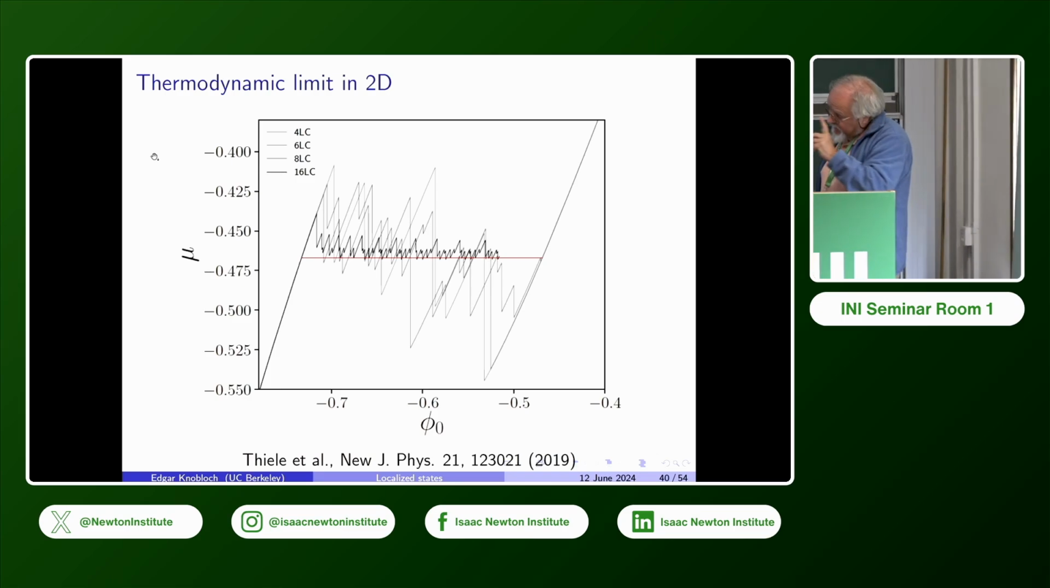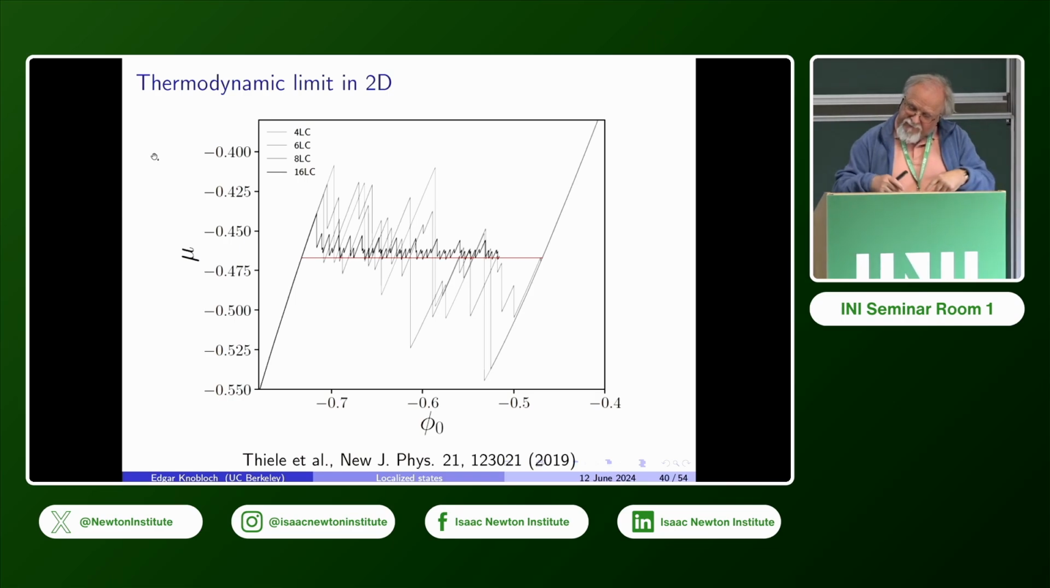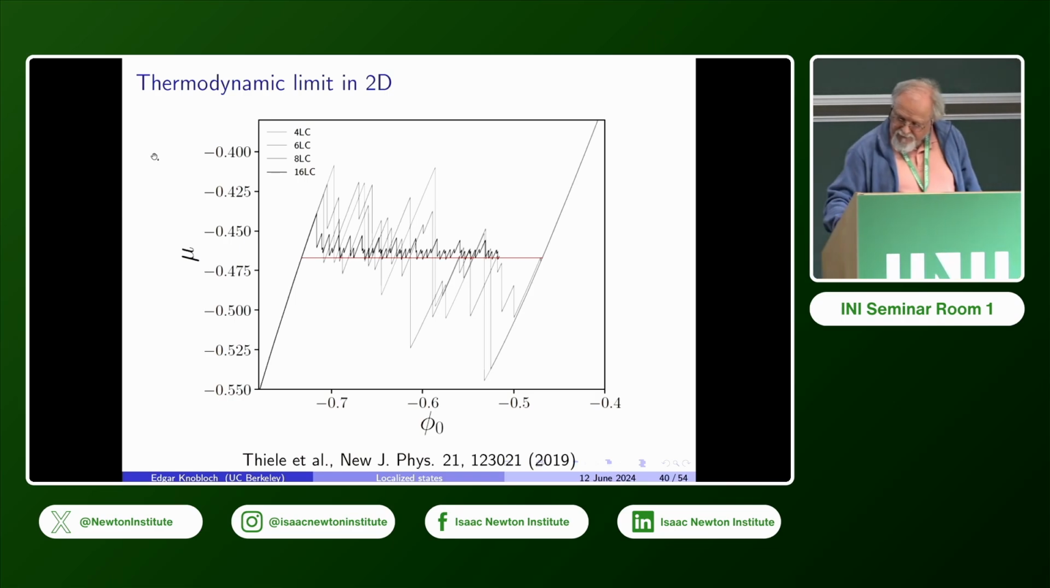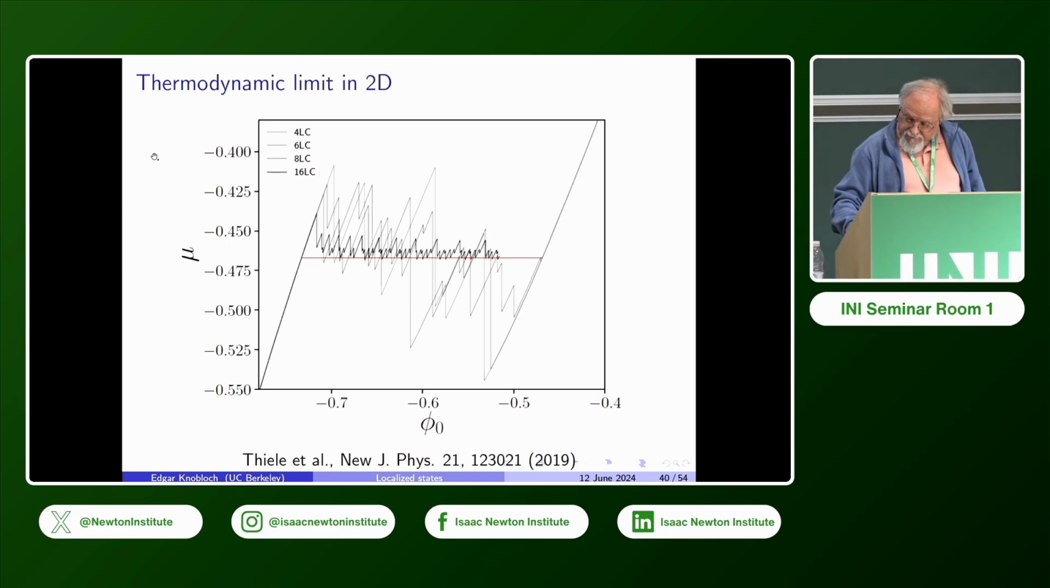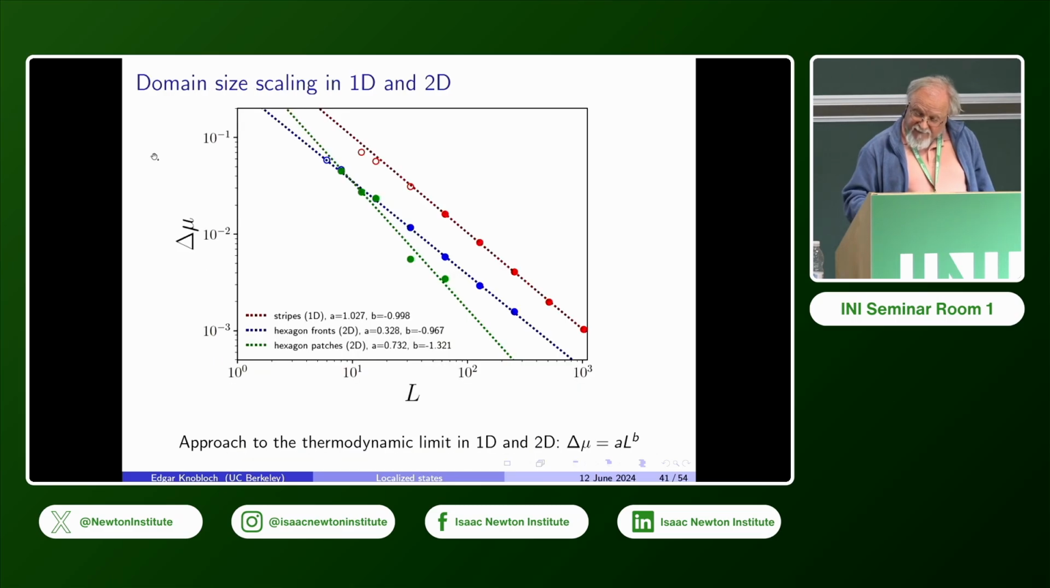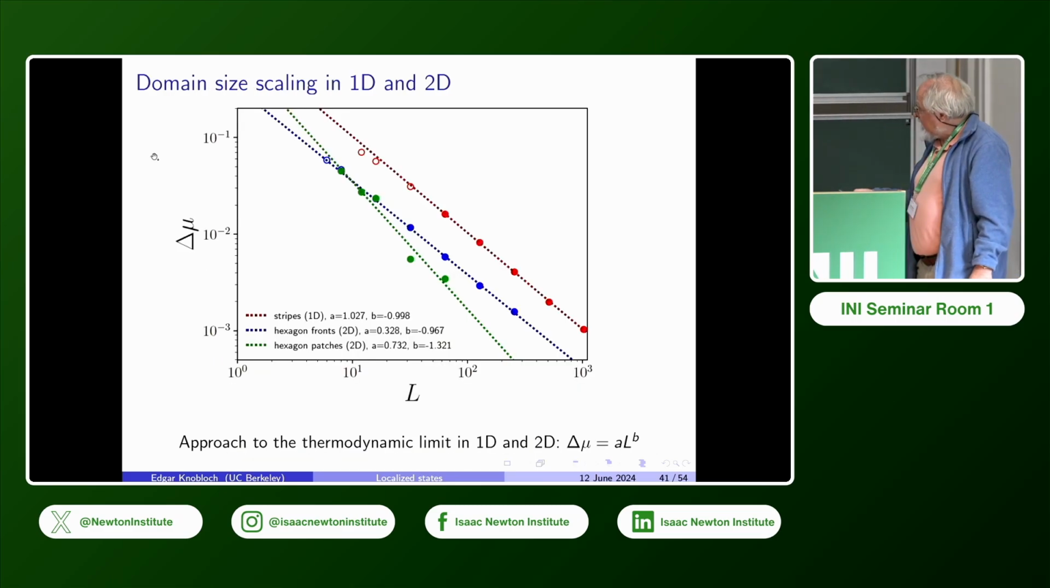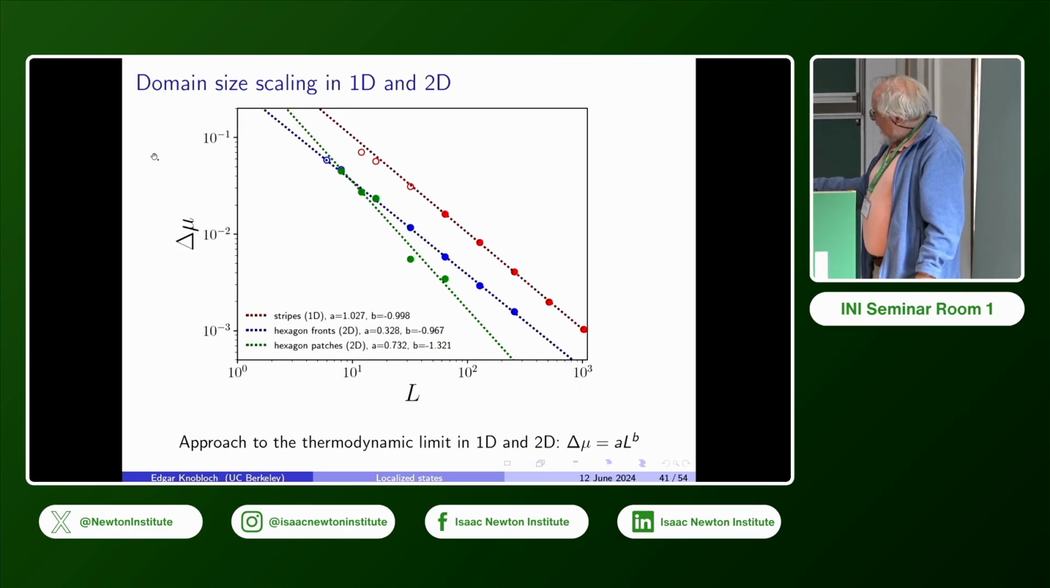Of course, this here is more complicated because you have more interfaces, so there's more contribution to the free energy, and so the convergence rate is slower. If you summarize these results, you see that these 1D structures have jumps in the chemical potential as a function of the domain size. They go, as a parallel here, with the exponent -1 for these quasi one-dimensional states.